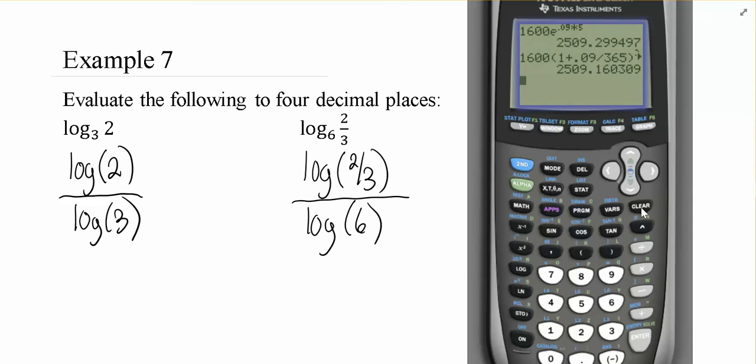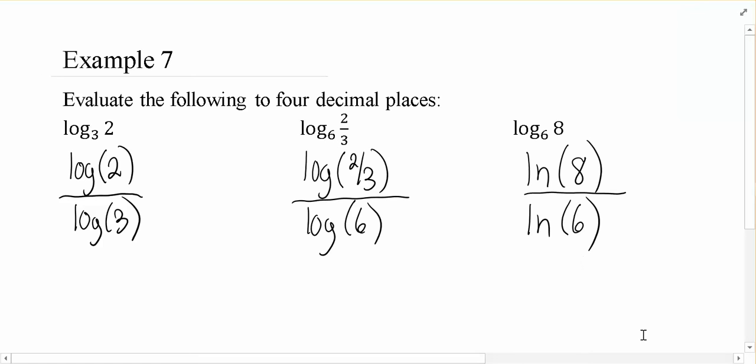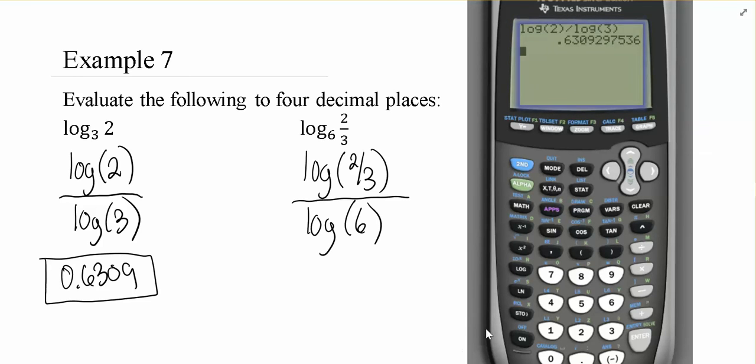So for that first one, I could do log of 2 divided by log of 3. And it's 0.6309. That's the first one. To do the second one, we've got ourselves log of 2/3 divided by log of 6. We get negative 0.2263.